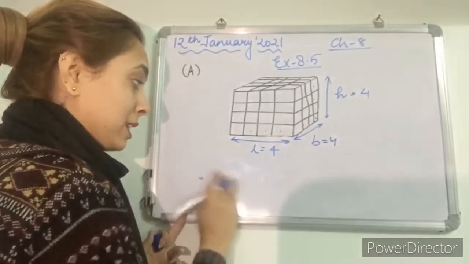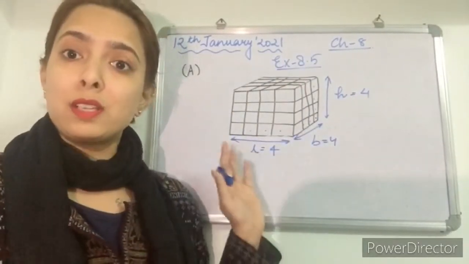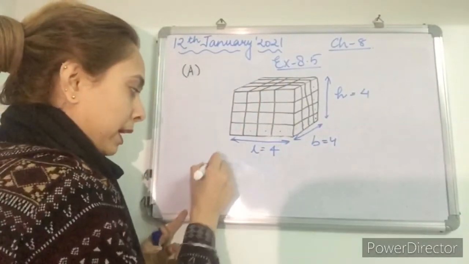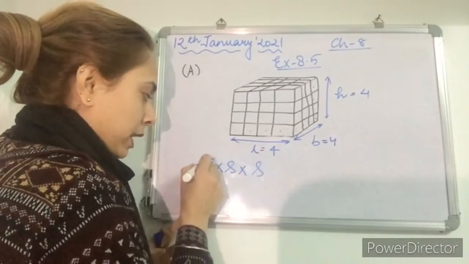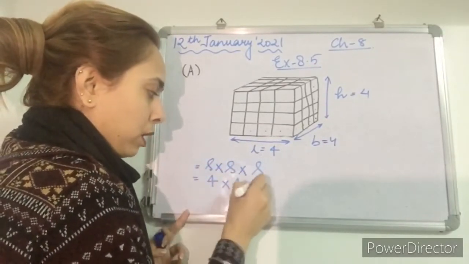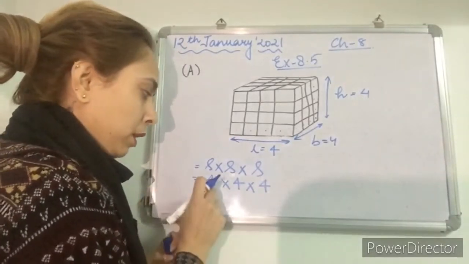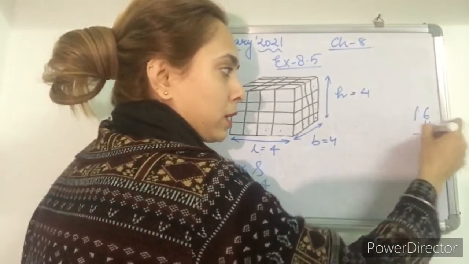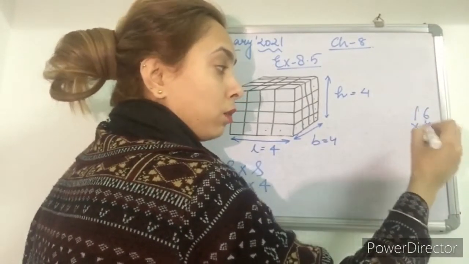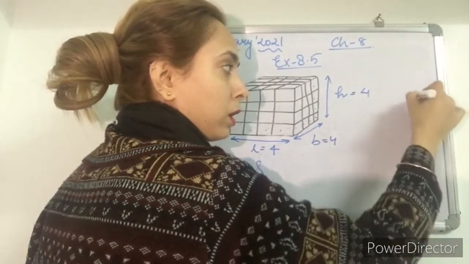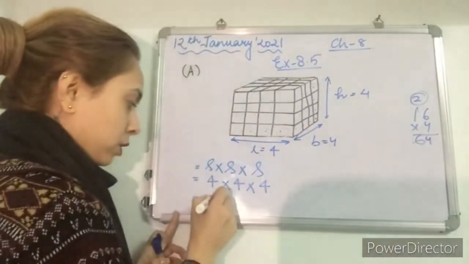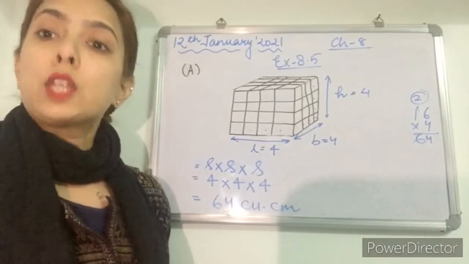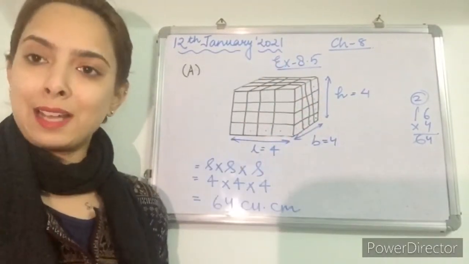Simply length into breadth into height. Or, as this is a cube, because length, breadth and height, all the parameters are the same, we will apply side into side into side. So side is 4, 4 and 4. So your answer will be 4 4s are 16, 16 4s are 64. You please do your rough work also. So 64 cubic centimeters is the volume of this cube. It is a cube because all the sides are equal.